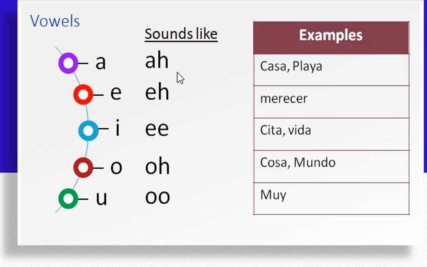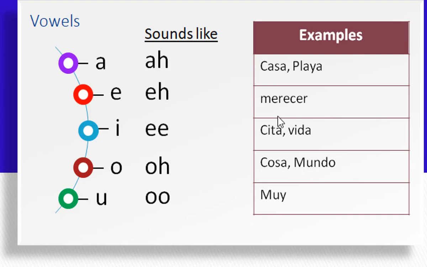So first vowel, A. So example is Casa, Casa. Casa is home. Playa, Playa. Playa is beach.